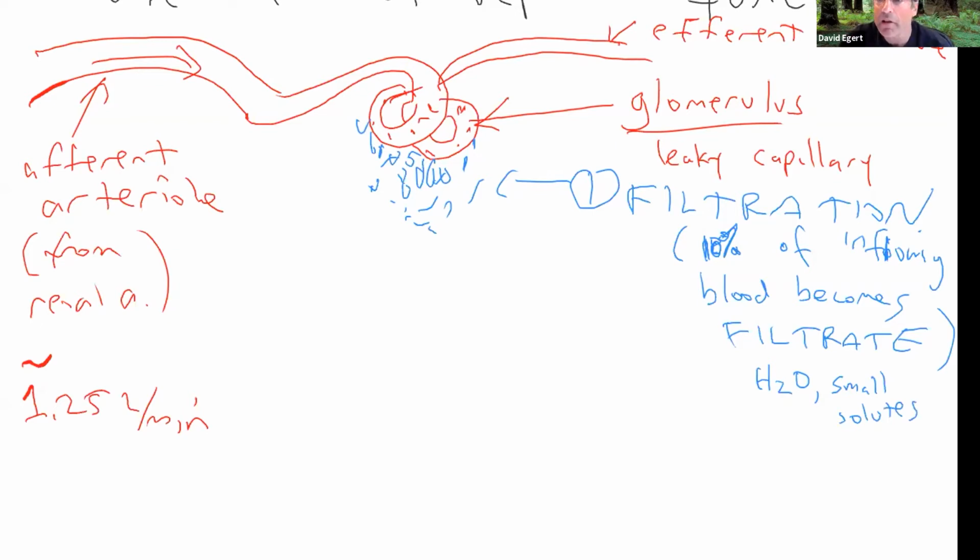The thing about small solutes is that it includes both good stuff and bad stuff. Small solutes includes urea, which you want to get rid of, but it also includes glucose and amino acids, which you're going to want to keep. So this is definitely not your urine yet. And in fact, let's think about this. If I have 1.25 liters of blood per minute going into all the nephrons, and 10% of that is turning into filtrate, how much filtrate am I making per day? Just gallons and gallons.